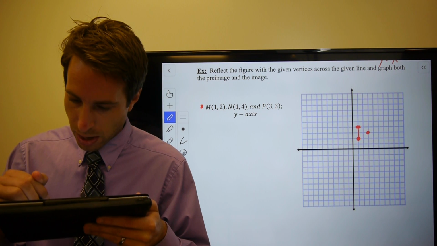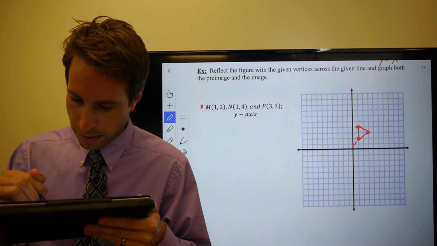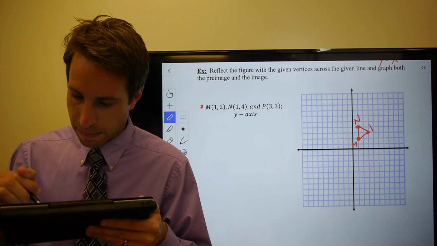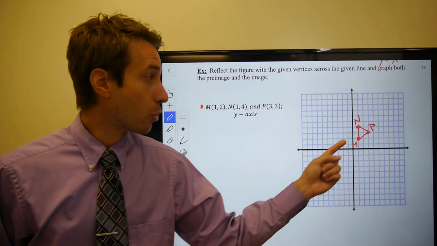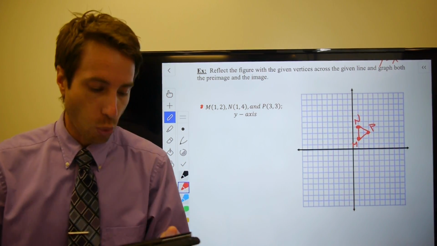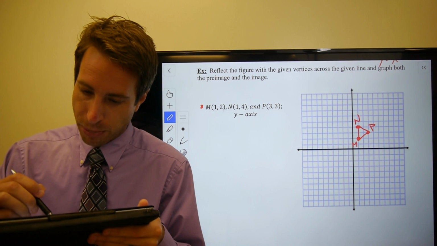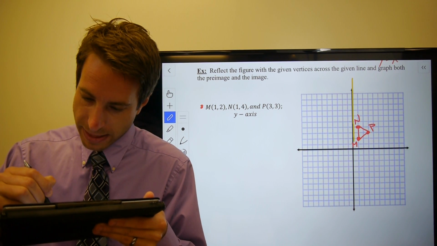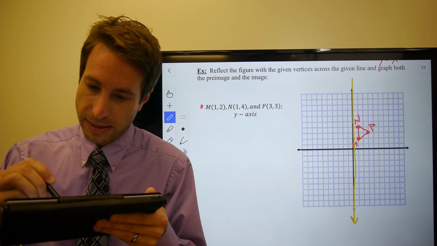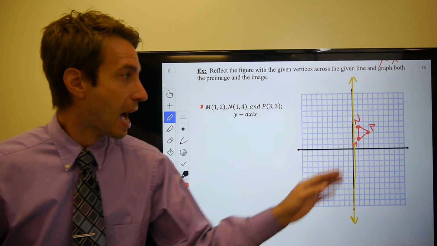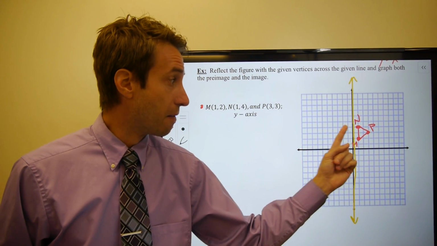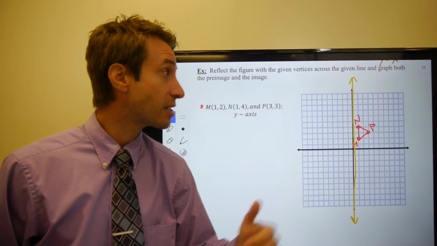There we go. So I have M, N, and P. Now what I'm going to do is reflect that image across the y-axis. Let me go ahead and put that line of reflection in there. That y-axis is going to be my line of reflection, right? I'm going to get a mirror image of this guy on the other side of the y-axis.